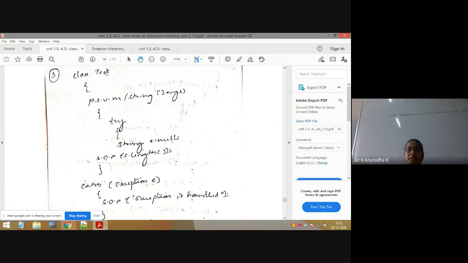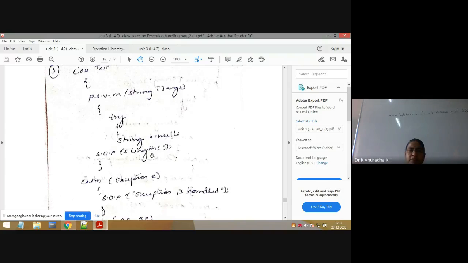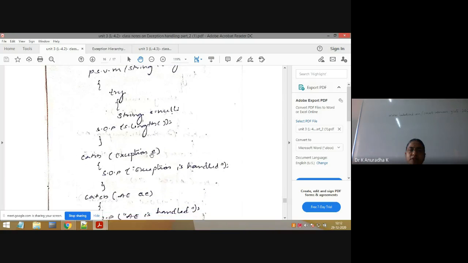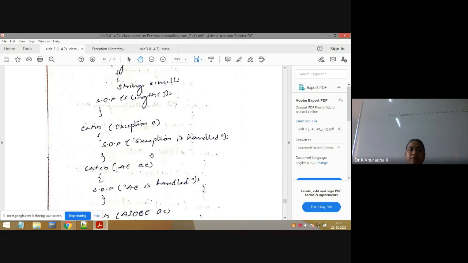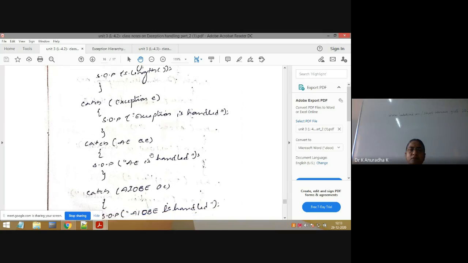Now, the same program I am modifying, the test main method. Inside the try block I have taken the same exception, that is String s = null, s.length(). In this statement there is an error. The name of the exception is NullPointerException. Next, from this statement the JVM will come out of the try block and search for the matching catch block.